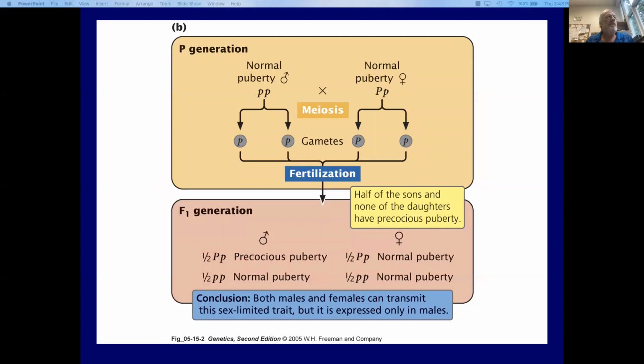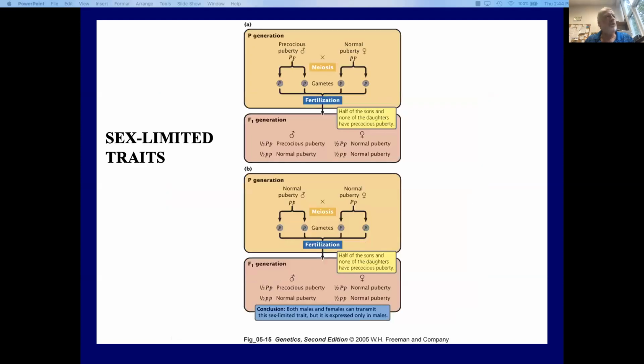And if we do a reciprocal cross, a normal female who is heterozygous and a normal male who is homozygous recessive, we see that we get pretty much the same results. Half the boys will show precocious puberty, half will be normal, and all the girls will have normal puberty regardless of their genotype, because again, this is a sex-limited trait, and it only shows up in males, limited to males.